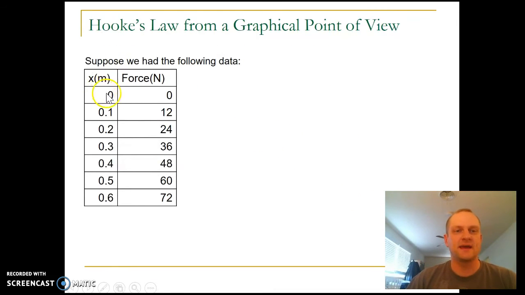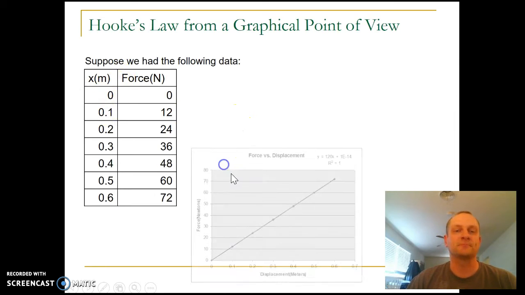So let's look at this from a graphical point of view. Let's say we had this data. Over here in this column, I have the amount that the spring is being stretched, and in this column, I have how much force it takes to do that. If I apply 0 newtons of force, I stretch the spring by 0 meters. If I apply 12 newtons of force, I stretch the spring by 0.1 meters. If I apply 24 newtons, I stretch it by 0.2 meters. Notice if I double the force, I double the displacement. These two things are directly proportional to each other for an ideal spring.